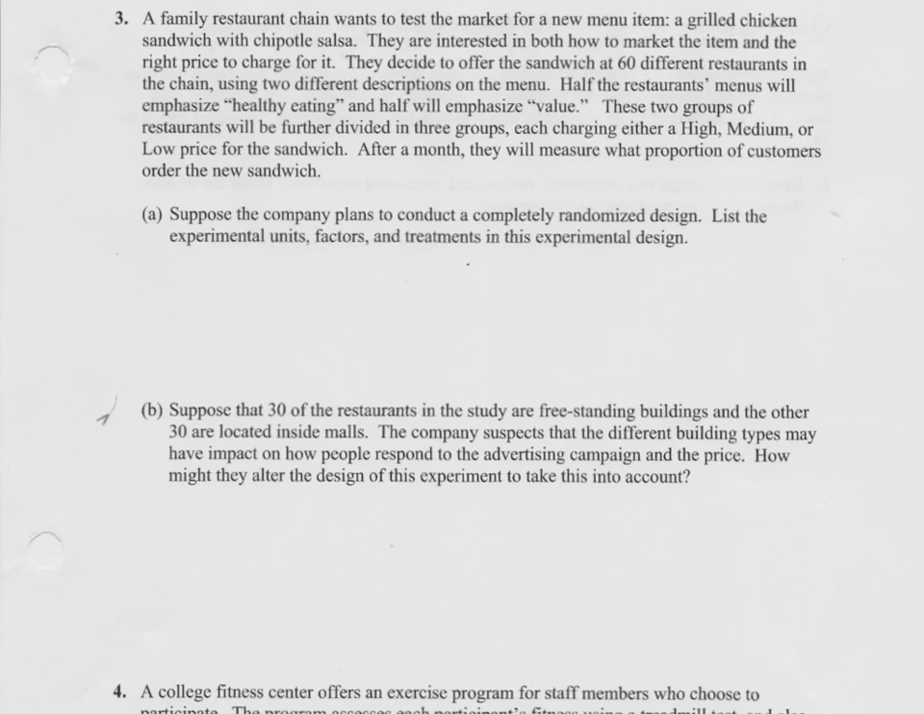These 2 groups of restaurants will be further divided into 3 groups, each charging a high, medium, or low price for the sandwich. After a month, they will measure what proportion of customers order the new sandwich. Okay, suppose the company plans to conduct a completely randomized design. List the experimental units, the factors, and the treatments in this experimental design.